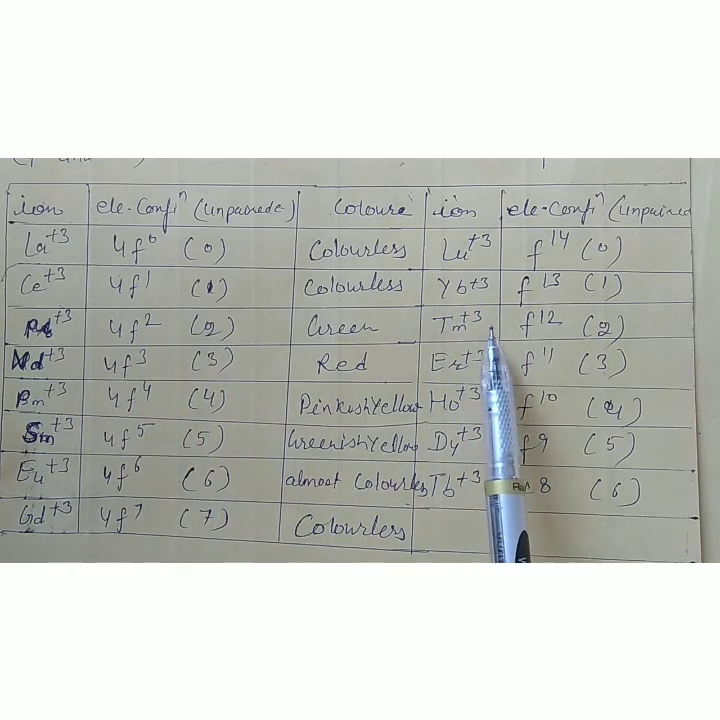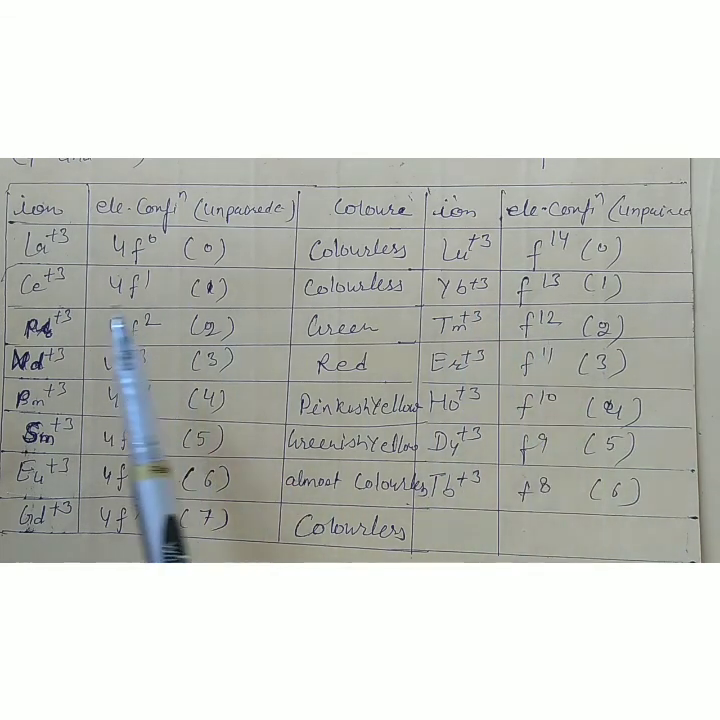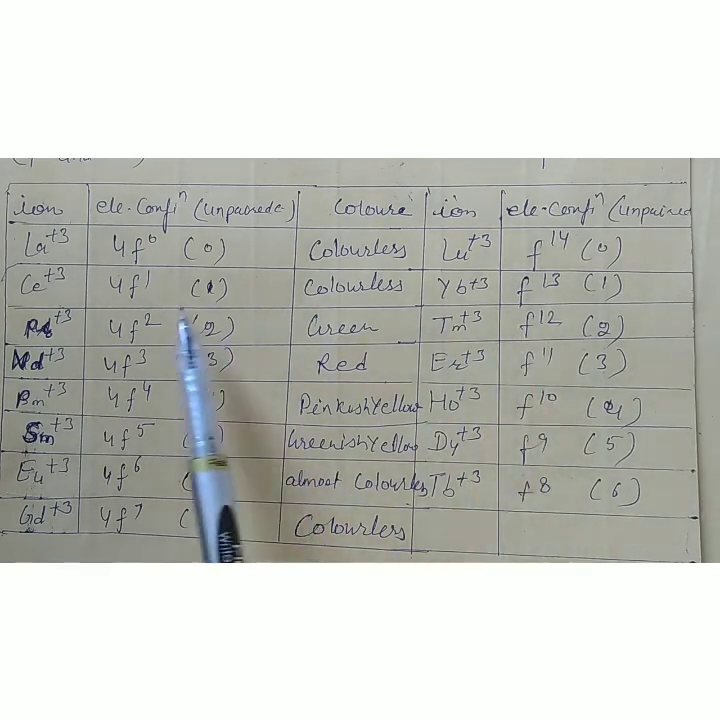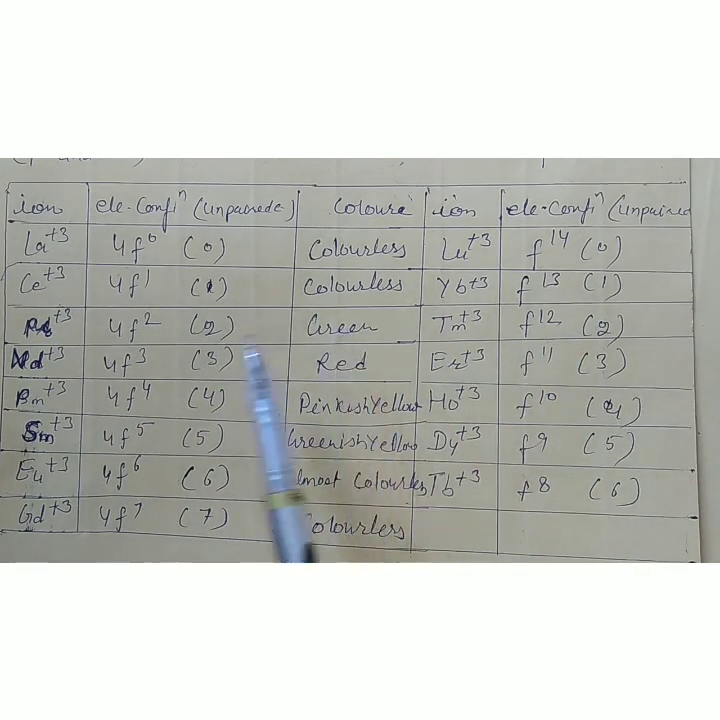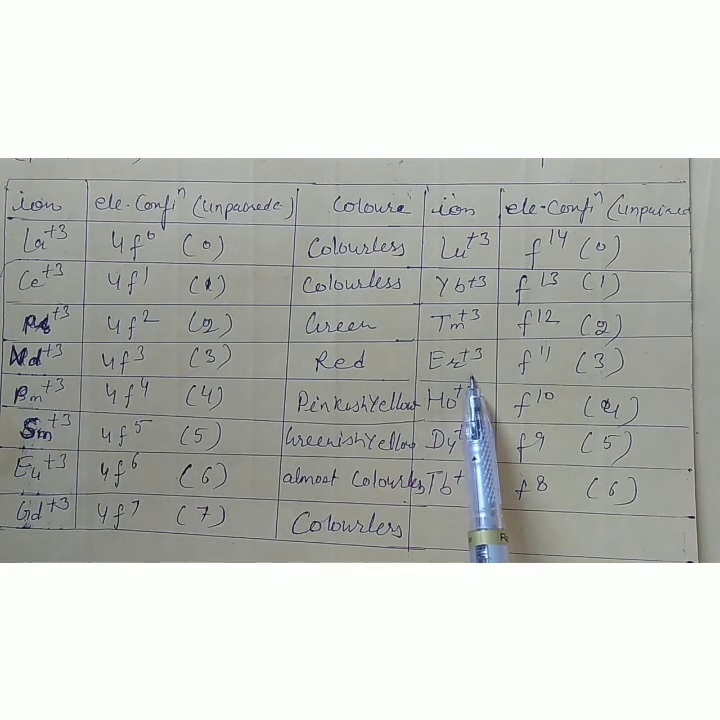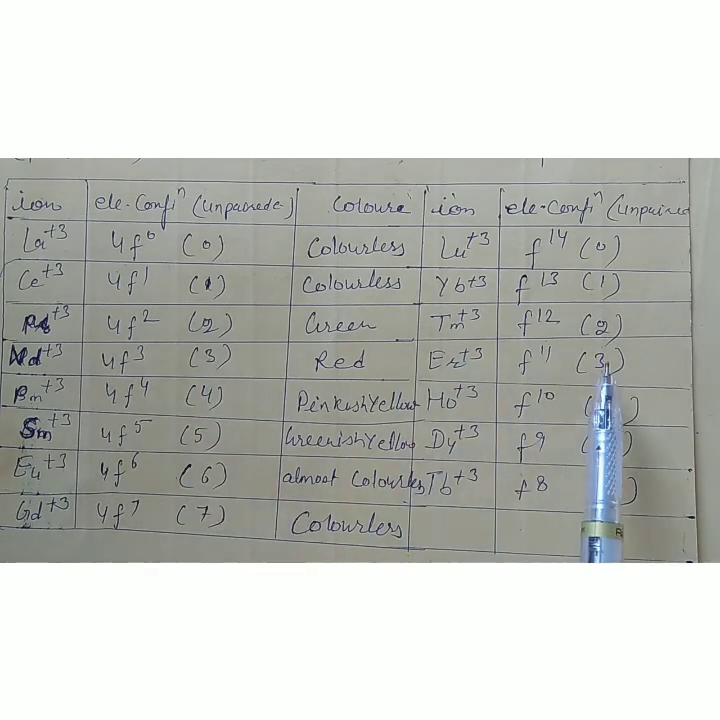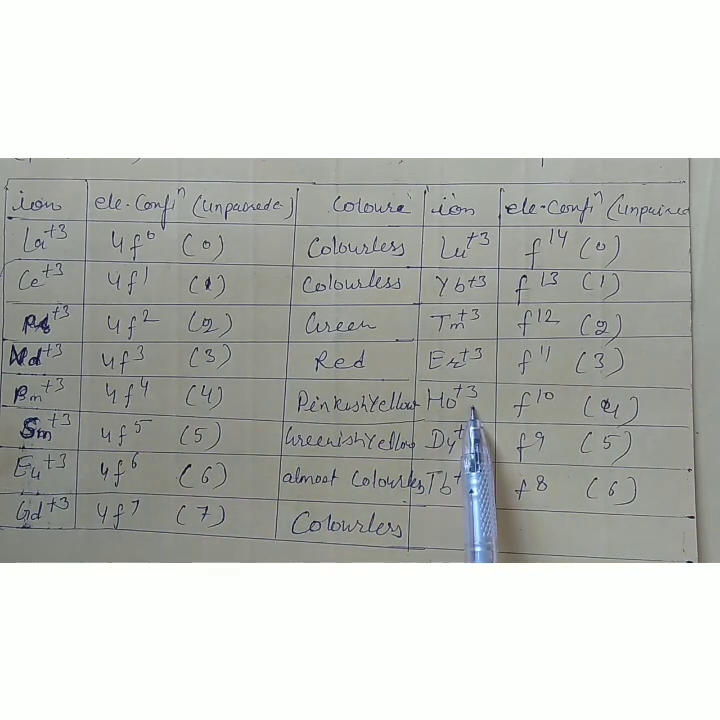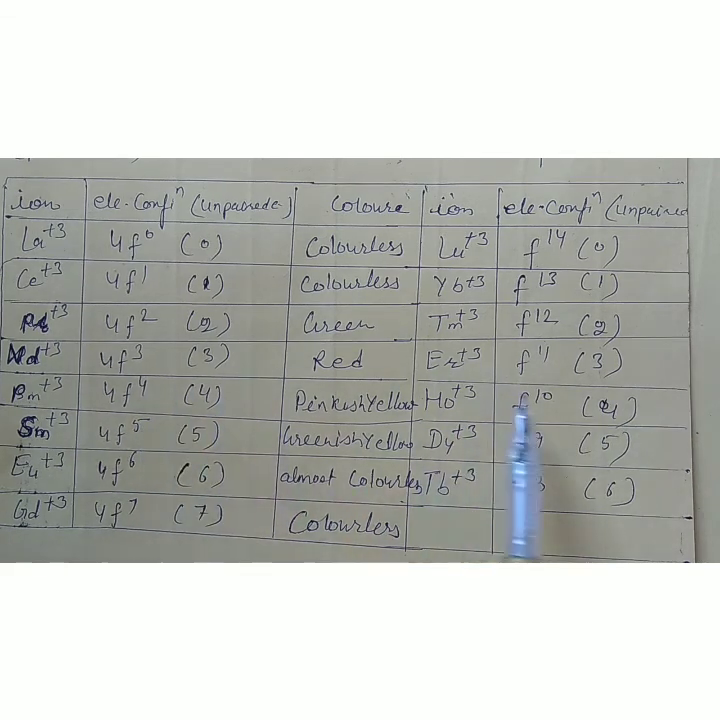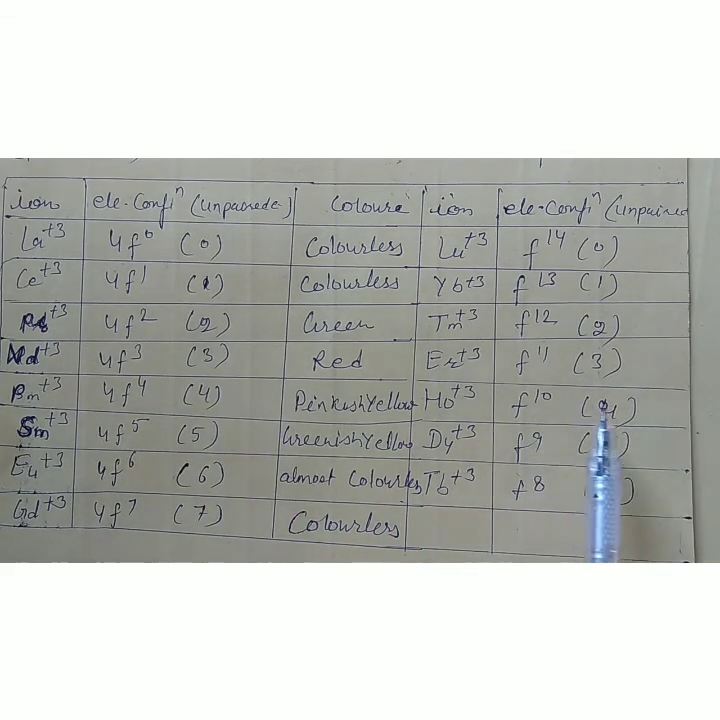F2, 14 minus 2 means 12: Pr plus 3 and Tm plus 3 both have two unpaired electrons and are green in color. Nd plus 3 and Er plus 3, F3, 14 minus 3 means 11: both have 3 unpaired electrons and are red in color. Pm plus 3 and Ho plus 3, F4 and 14 minus 4 means 10: both have 4 unpaired electrons and are pinkish yellow in color.